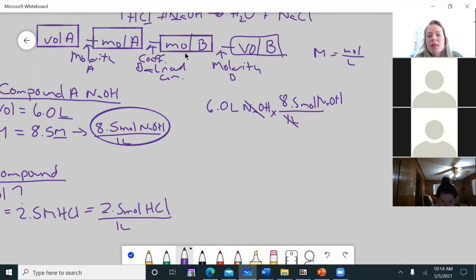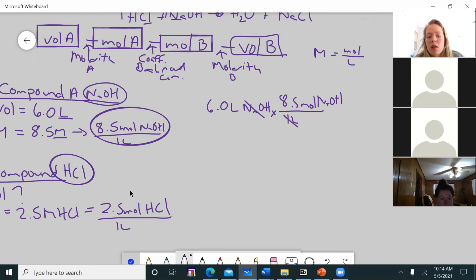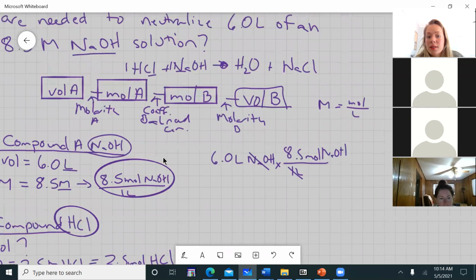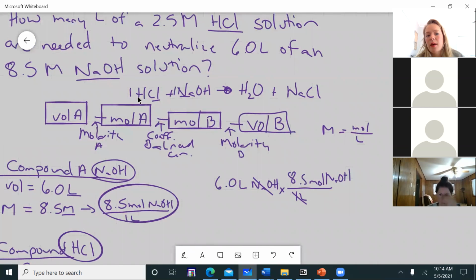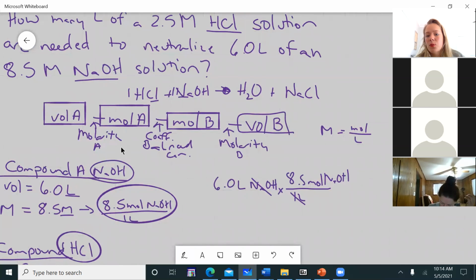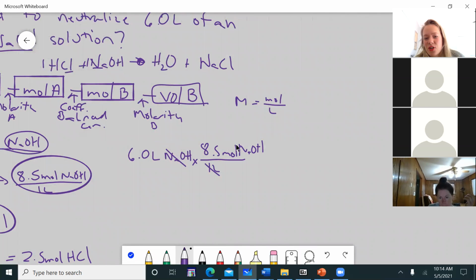From there, I need to get from moles of A into moles of B, or moles of this into moles of HCl. That comes from the balanced chemical equation. It's not always a 1-to-1. In this case, it does happen to be one of those produces one of those. Usually with your titrations, you guys have probably seen it's been 1-to-1. So 1 mole of the NaOH will produce 1 mole of the HCl.